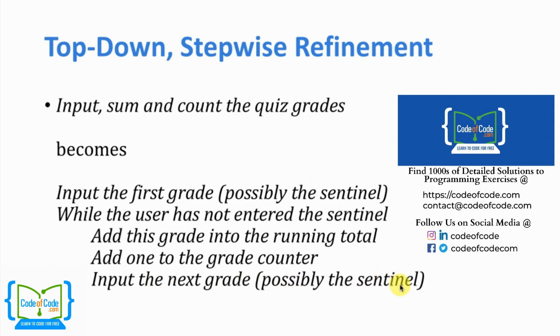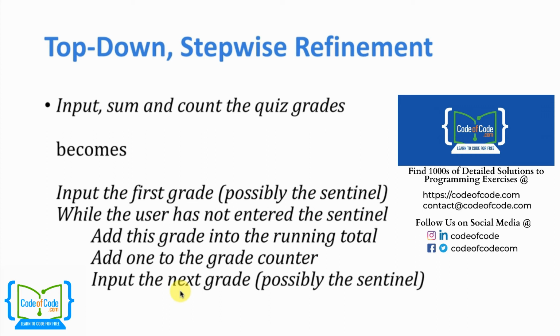Again, that's possibly the Sentinel, so that as we hit the bottom of the loop's suite, we can come back to the top of the loop, check that value to see if it's the Sentinel. If it is, the loop can terminate immediately, and if it's not, then we have another grade to add to the total, and we can add 1 to the counter and get the next grade again, and once again, that may be the Sentinel value.